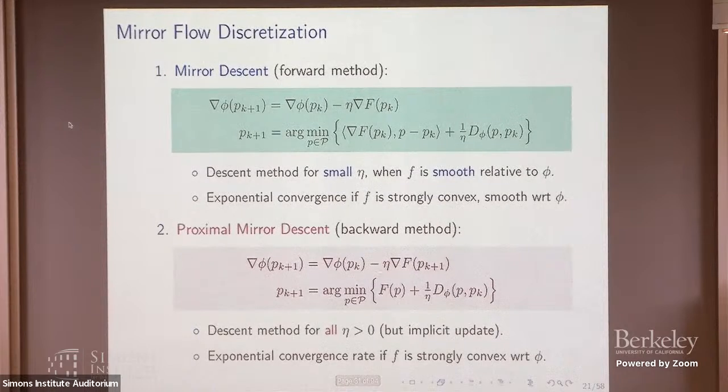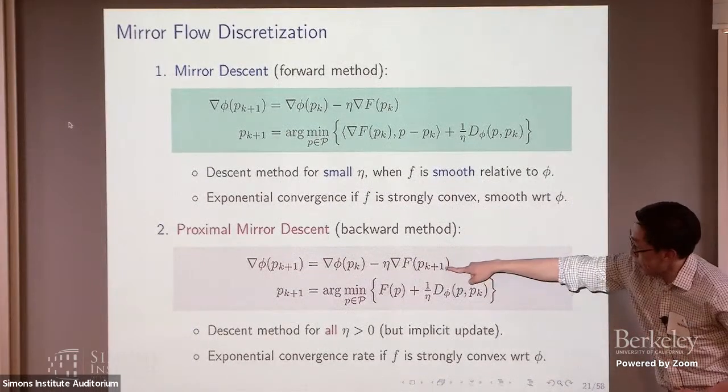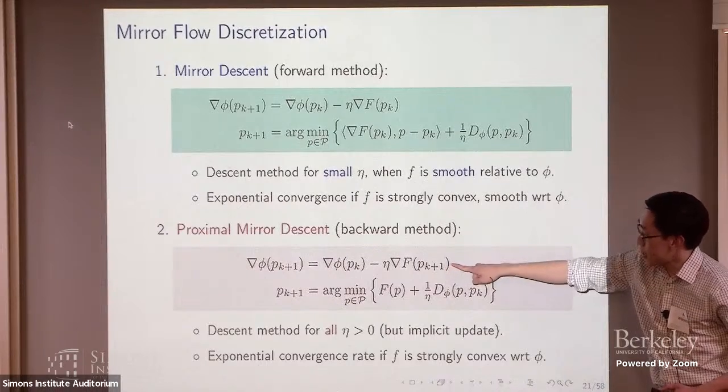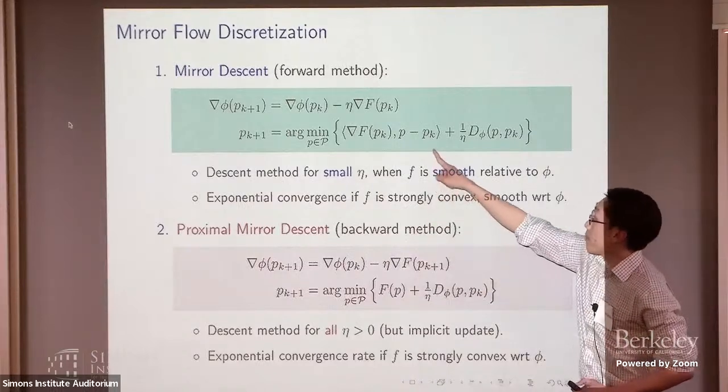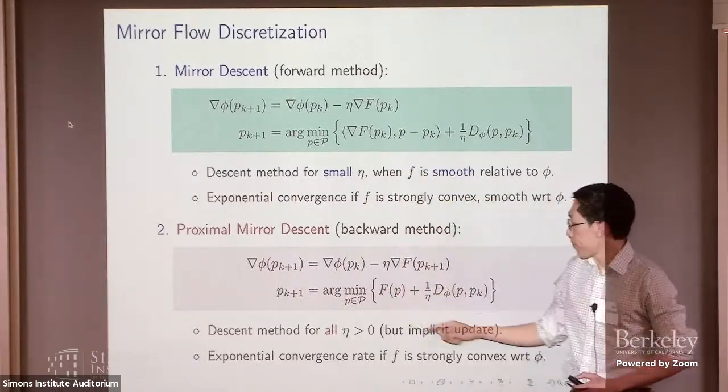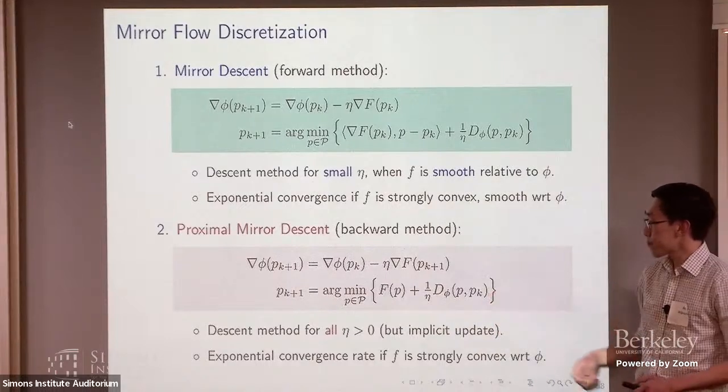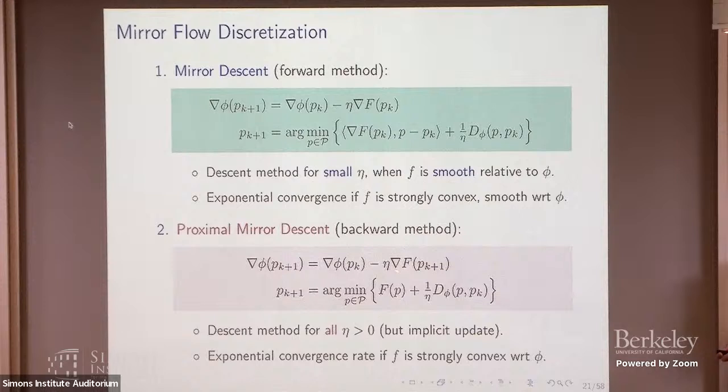And on the other hand, if you do the backward method, right, so the difference is that now you put pk plus 1 here. This you can implement by solving this optimization problem, where now you are minimizing not the linear approximation, but the objective function itself, still plus the same regularizer. And this is different because now this backward method is always a descent method for any step size. It doesn't require smoothness, it doesn't require any other assumption, but you need to be able to solve this implicit update, right? And you can show exponential rates under strong convexity, but still without smoothness. So this is one difference between the forward and backward update.